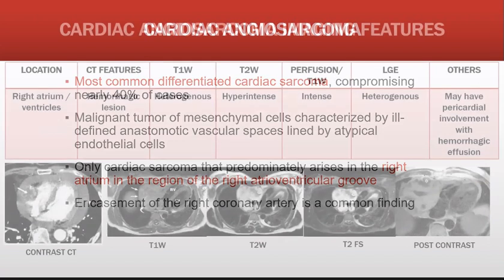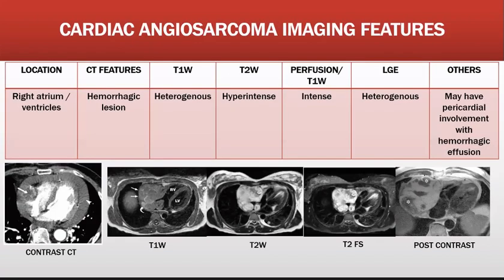Cardiac angiosarcoma imaging features. It's commonly located in the right atrium or in the ventricles. CT would show a hemorrhagic lesion. T1 is heterogeneous, while T2 is hyperintense. Perfusion is intense, while late gadolinium enhancement is heterogeneous.